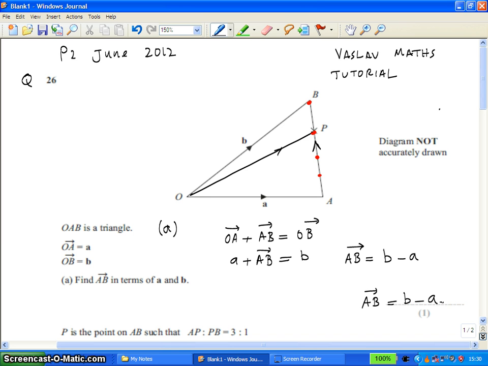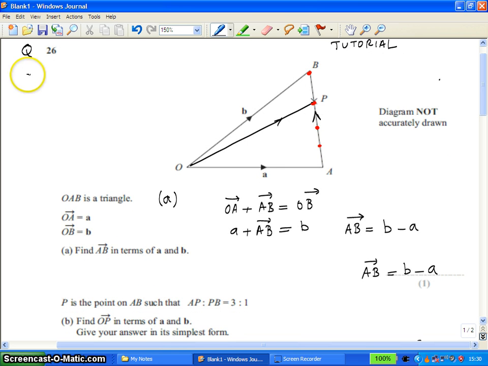next, the part B, try to squeeze it here. It's saying that the point P splits AB in a ratio 3:1. So I try to show that by putting 3 parts on AP and 1 part, so 1 part there and 3 parts here. And then we've been asked to work out OP now in terms of a and b.